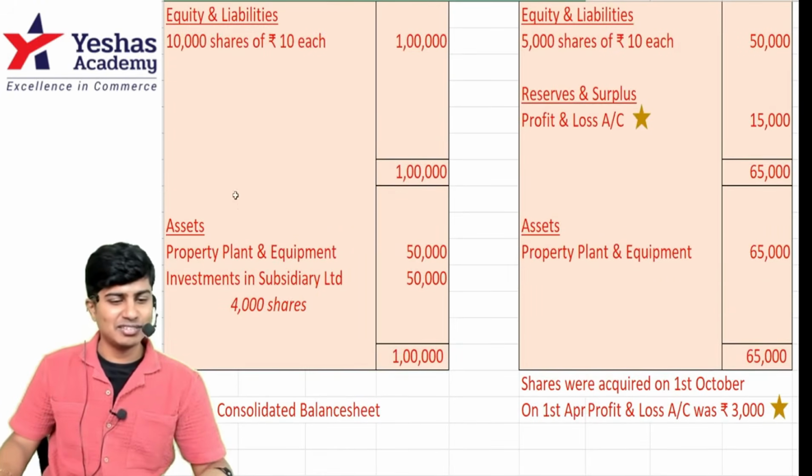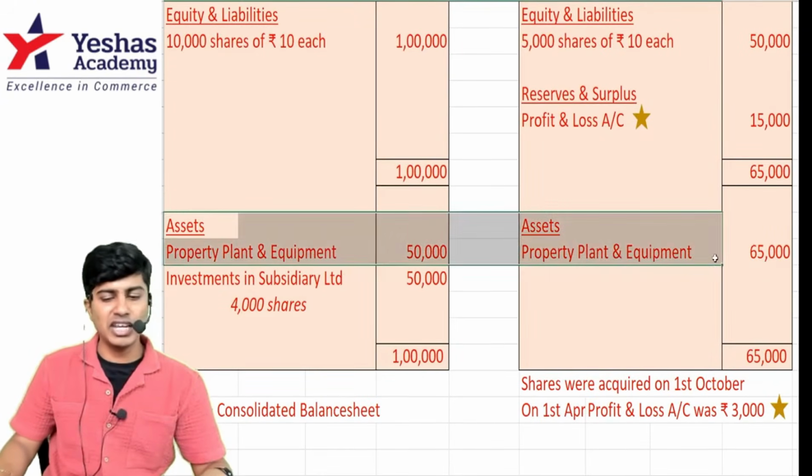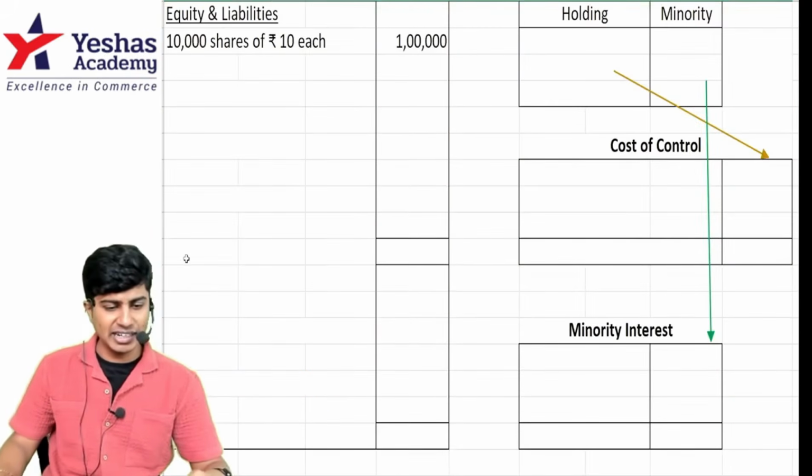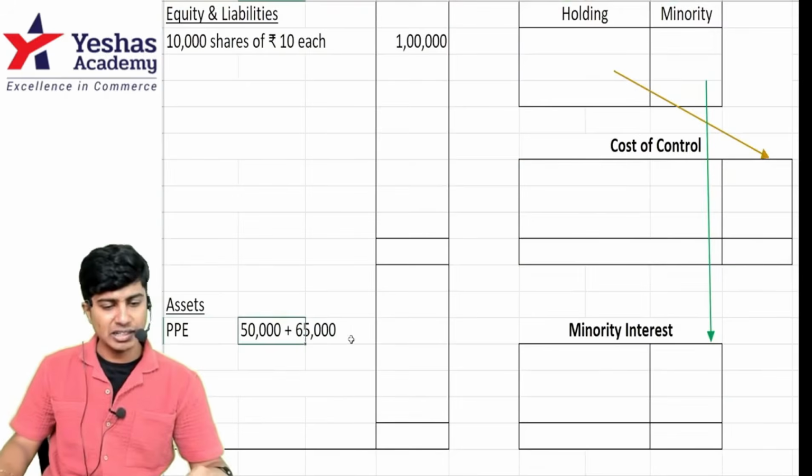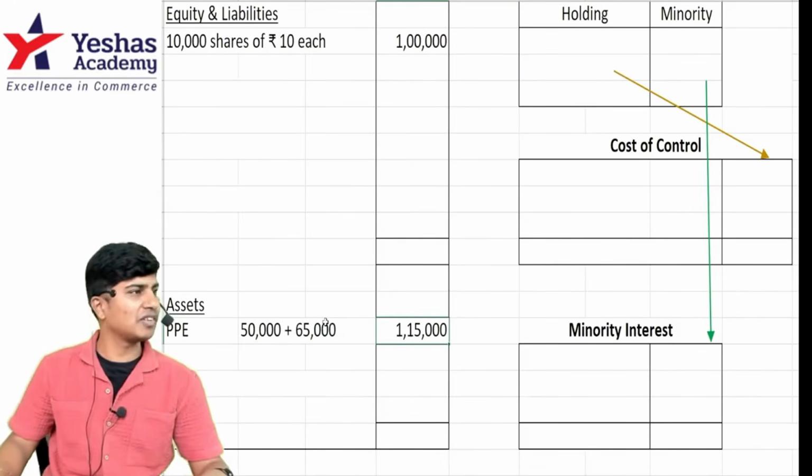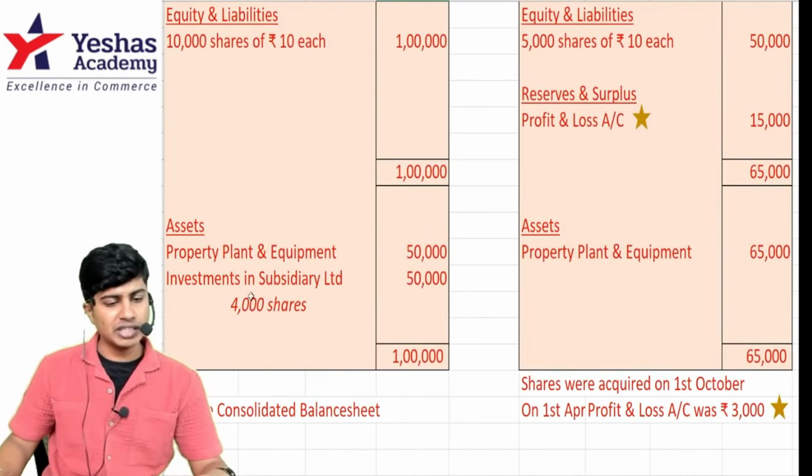After that, 15 assets, PP 50, 65, 1 lakh 50. Shall I add it and write it in the balance sheet asset side? 50 plus 65, 1 lakh 15. Easy. Then come to next item.